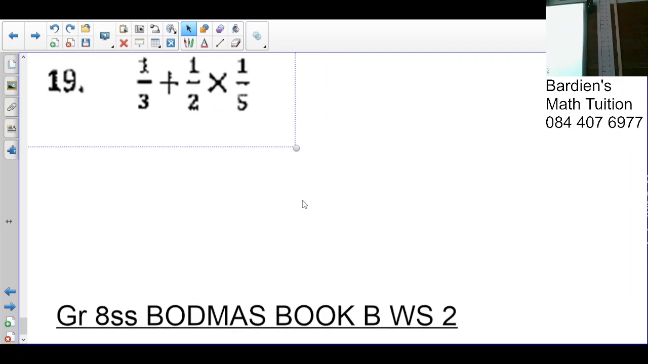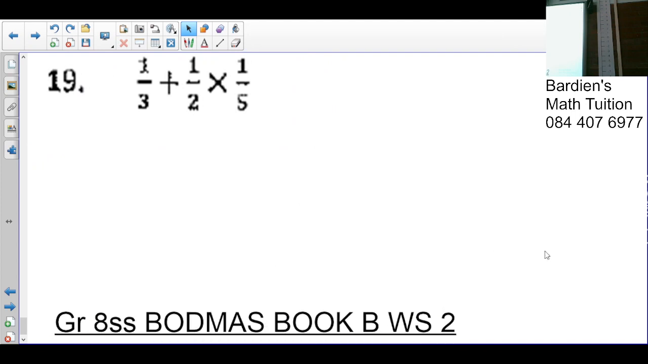Number 19. What needs to be done first? Multiplication must be done first. So it's 1 over 3 plus. Anything you can cancel here? No. 1 times 1 is 1.